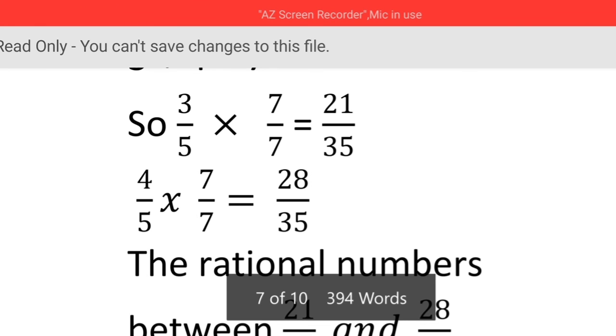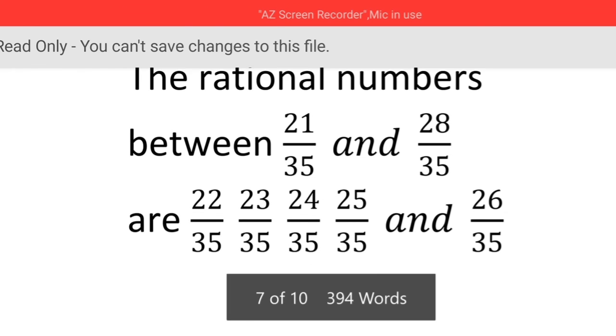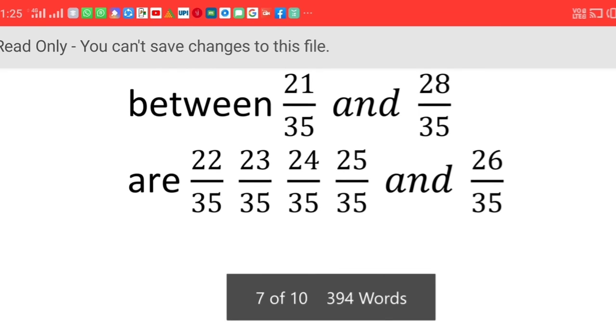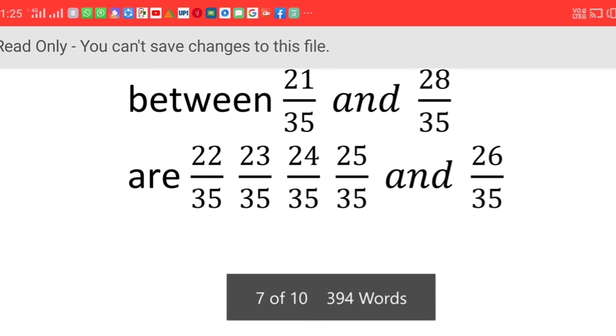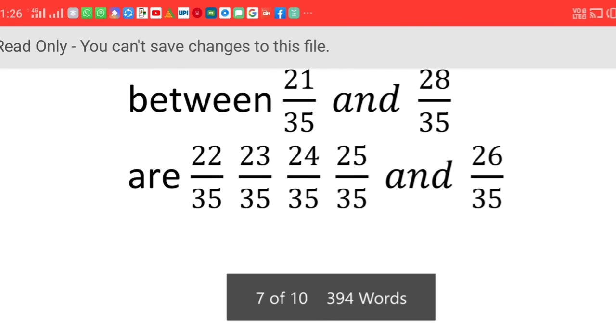Very easy only. 21 के बाद में 22 आएगा. 22 by 35, 23 by 35, 24 by 35, 25 by 35, and 26 by 35. You can also get a number 27 by 35. We don't want it, because we want to find only 5 numbers. Question is to find the 5 numbers only. Okay.